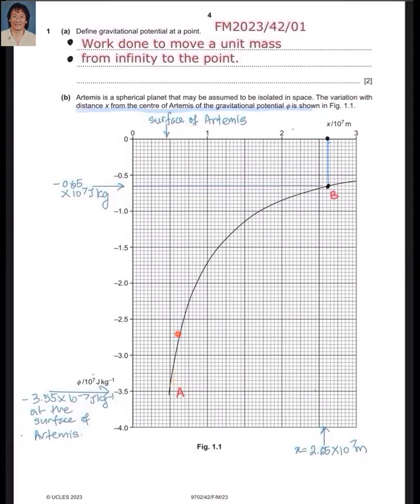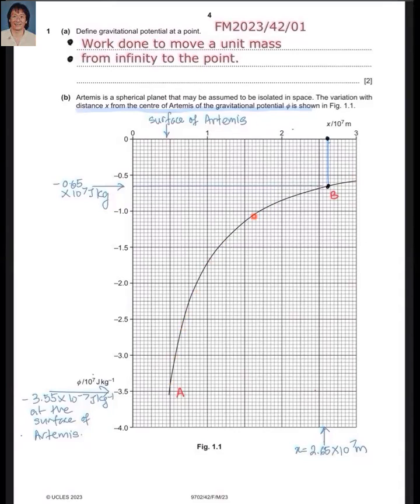This is because work is done by the gravitational field on the unit mass as it moves closer towards the planet. Gravitational force is always attractive. There's always an attractive force between the planet Artemis and the unit mass. In other words, energy is removed from the mass as it moves closer to the planet. This is why the gravitational potential is always negative outside Artemis.